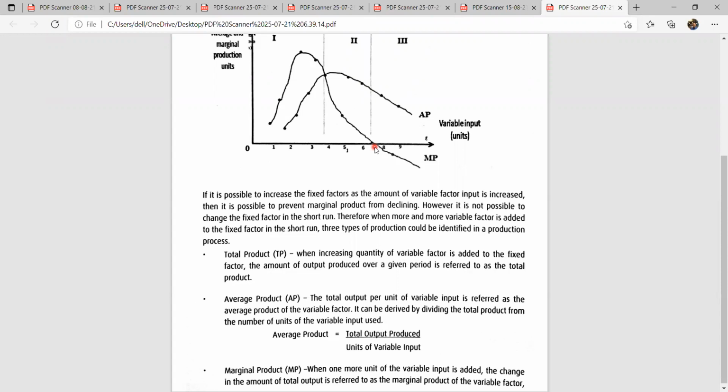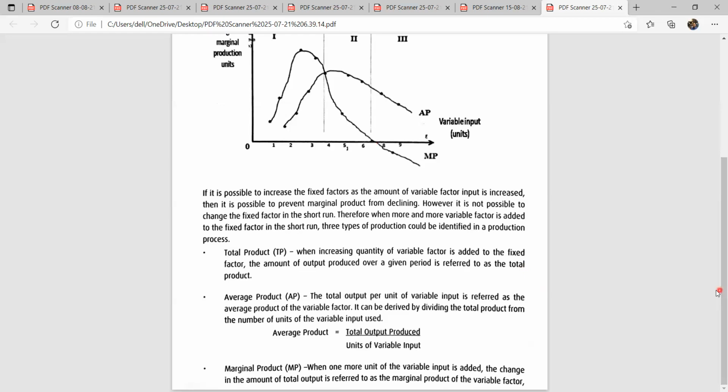If so, the production period can be converted into long run. Right now, the firm is operating in the short run. If these factors are changed, it becomes long run. It says further, however, it is not possible to change fixed factors in the short run. So fixed factors can be changed only in the long run. Therefore, when more and more variable factor is added to a fixed factor in the short run, these 3 types of production can be identified in the production process.